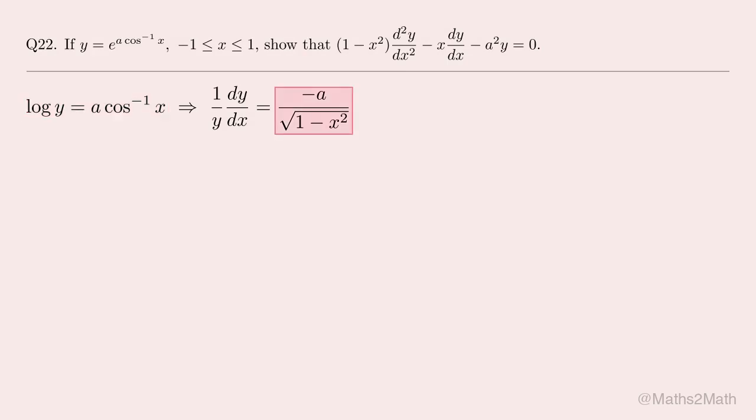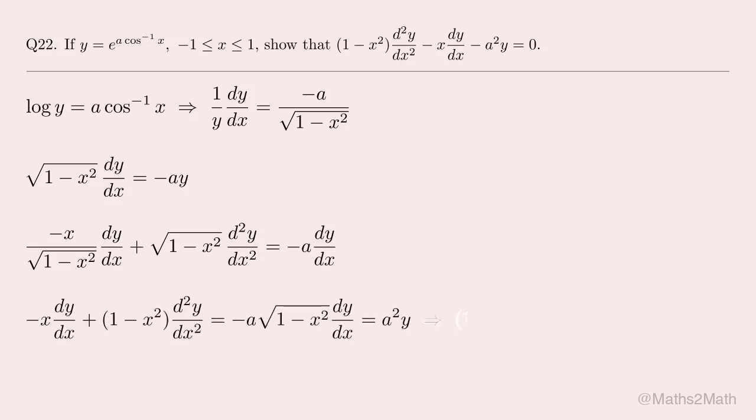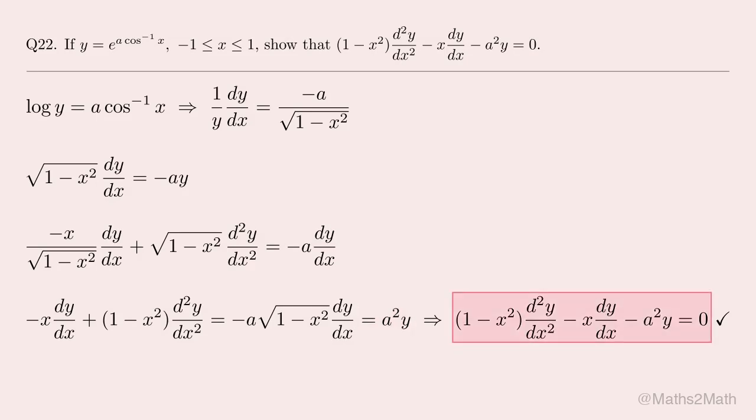Differentiating produces the root in the denominator. Multiply up to clear the root. Differentiate this product. The root's derivative brings minus x over the root. Multiply through by the root and use the boxed relation to replace the right side by a squared y. Rearranged, that is the required equation.